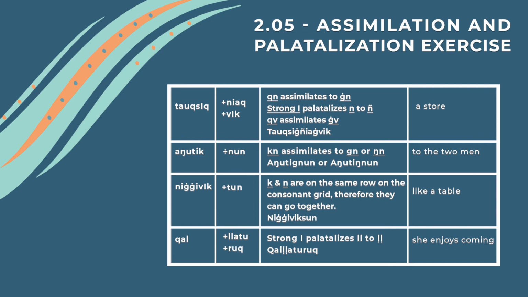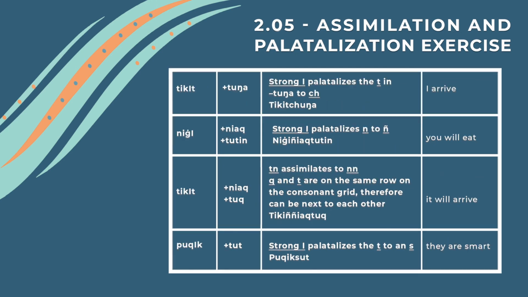Kai plus latu plus rok. Strong I palatalizes LL to 2L with dots. Kailaturok. She enjoys coming. Tikit plus tunga. The strong I palatalizes the T in tunga and changes it to CH. Tikitchunga.